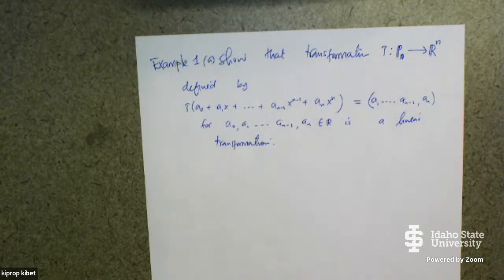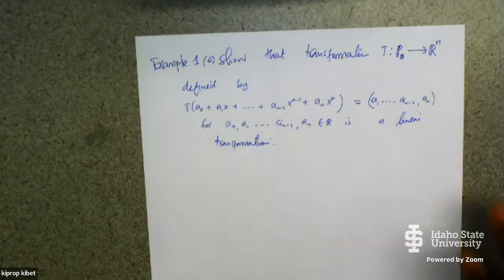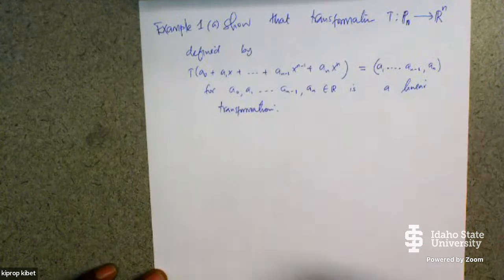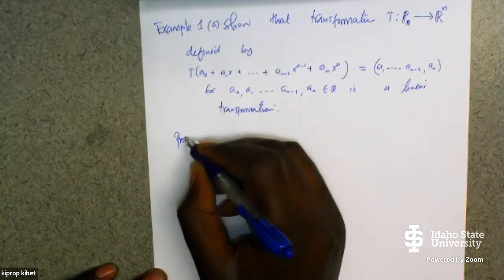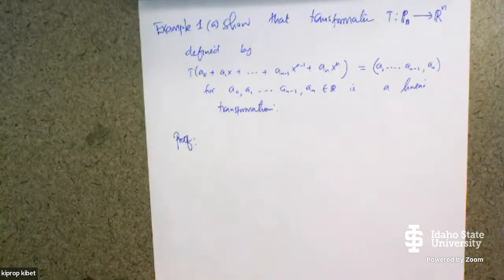So show that this transformation is actually a vector space. And this transformation here, T of a naught here is equal to a1. That is equal to a1 times a. So we want to show that that is equal to that. So how can we show this? We want to prove this in a few minutes.